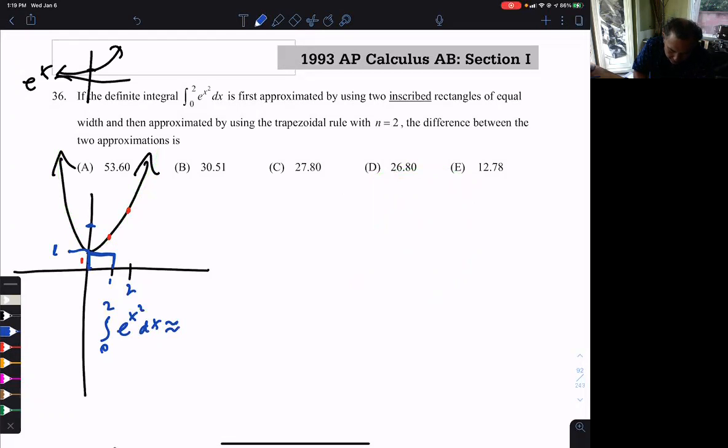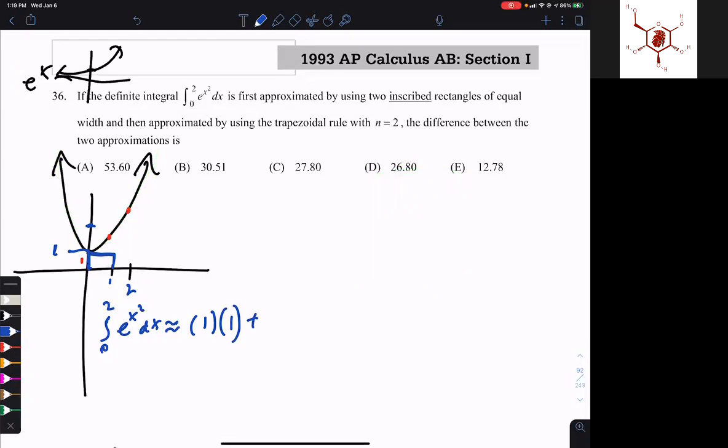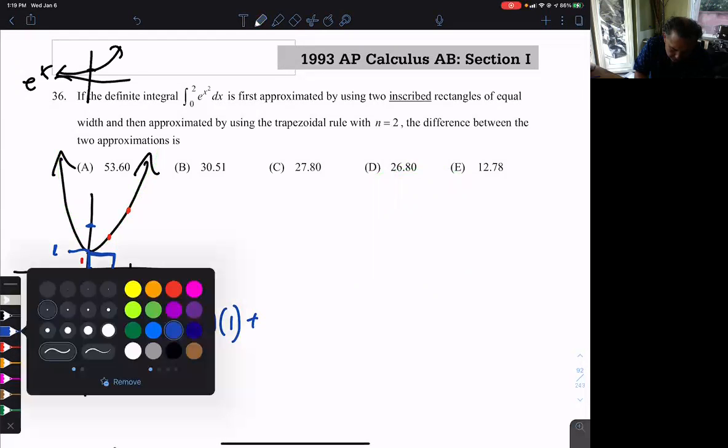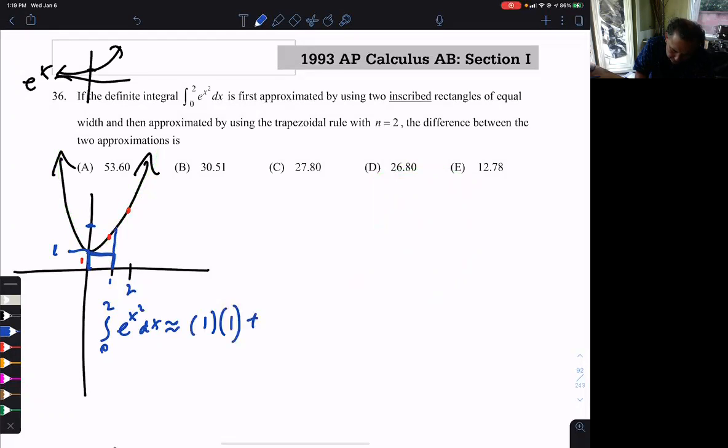And the height of that rectangle is 1, and the width of that rectangle is 1. Now we need the next rectangle, and that's going to be drawn here. And so what's the height of this? The distance from there to there. Well, it's the function at 1. If you plug 1 here, that's going to be e. So the height of this is going to be e, and the width's going to be 1. So that's going to be doing the rectangles.